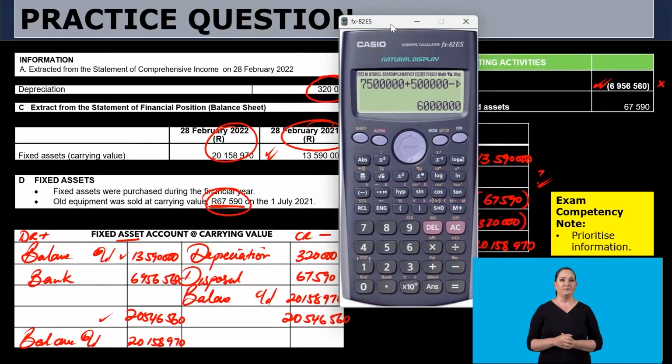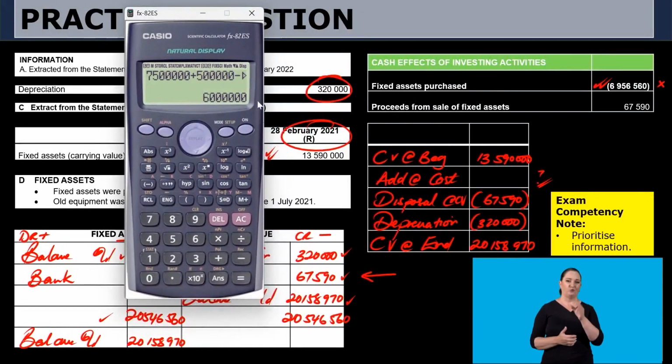Let's grab the calculators and let's punch it together. Okay, let's move our calculator here on the side. What do we say now? We're going to do the bottom-up calculation. So I'm going to start with the 20,158,970, the one that is at the bottom. So I'm coming here to say 20,158,970. And then when I go up, I do the opposite of the amounts that are above now.